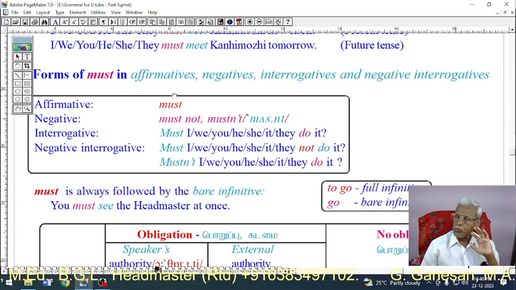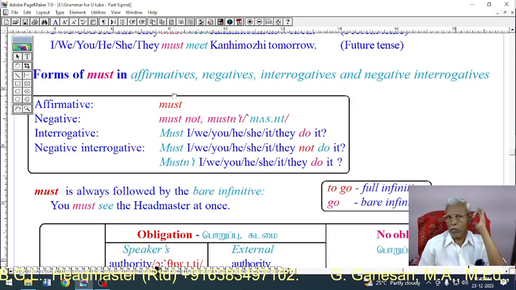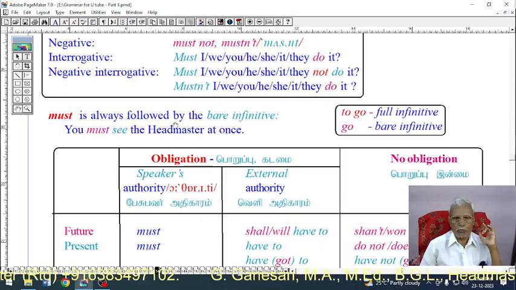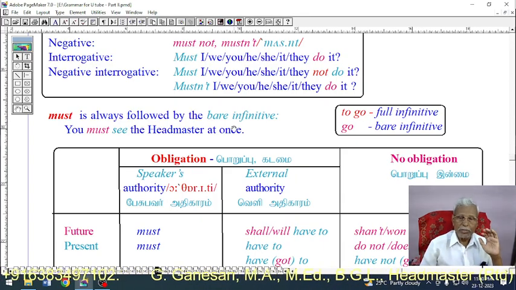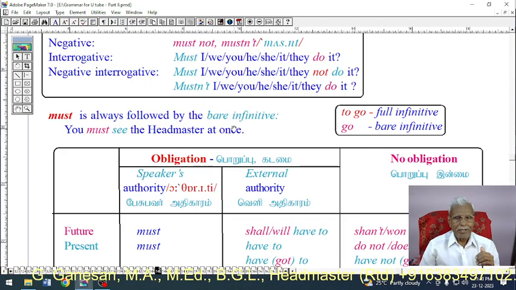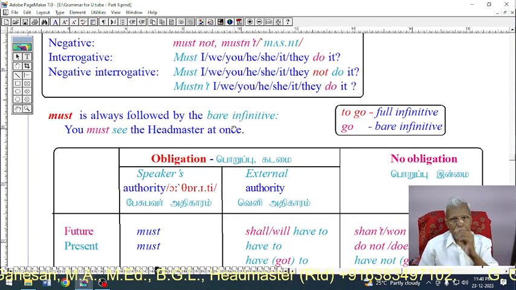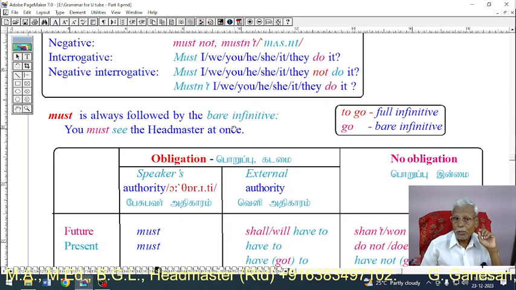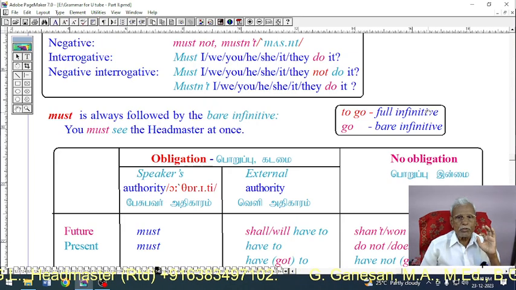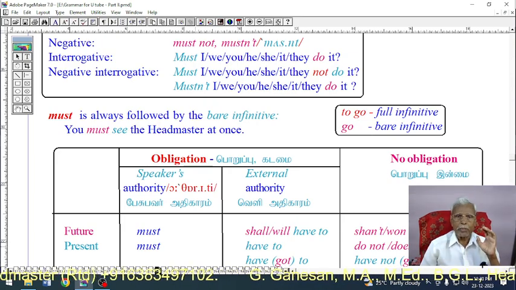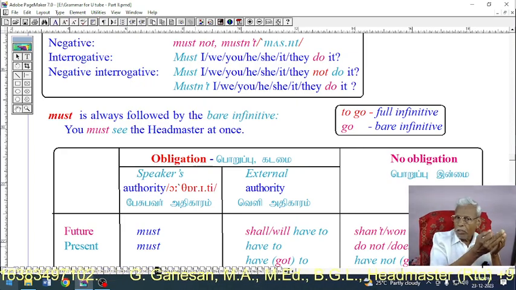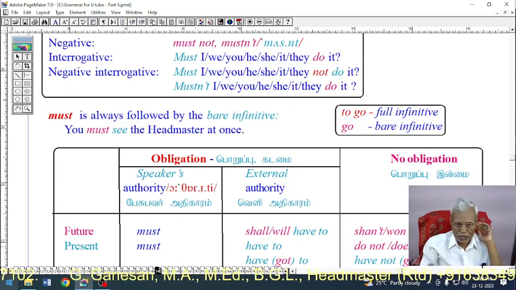In these 4 forms of sentence, must is always followed by the bare infinitive. Now and then, here and there, I am telling you what is a full infinitive and what is a bare infinitive. To go is full infinitive, go without a to is bare infinitive. A verb without to is bare infinitive. A verb with the to is full infinitive.